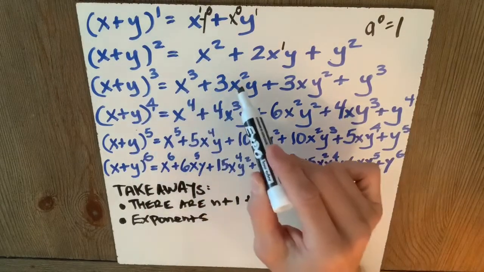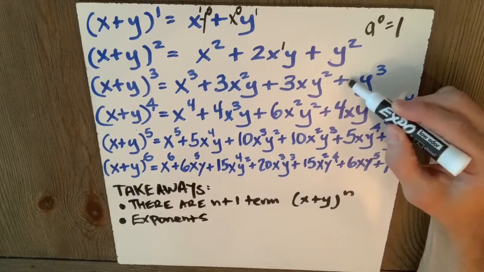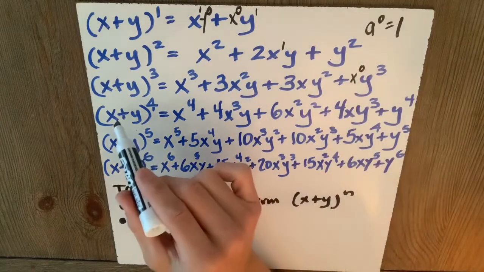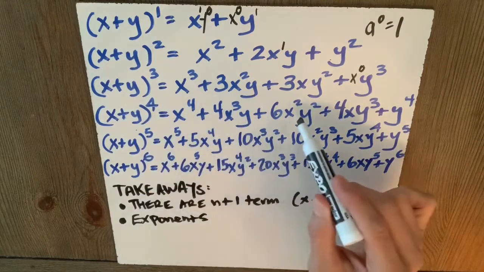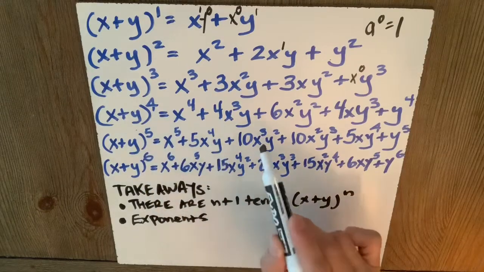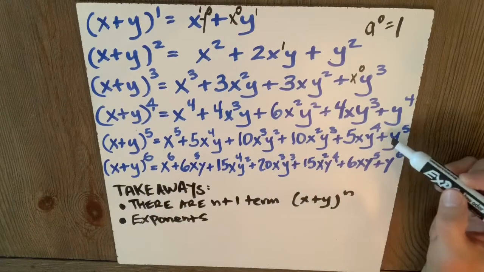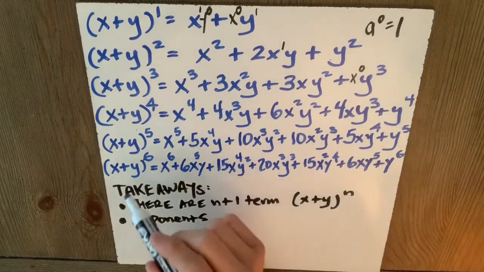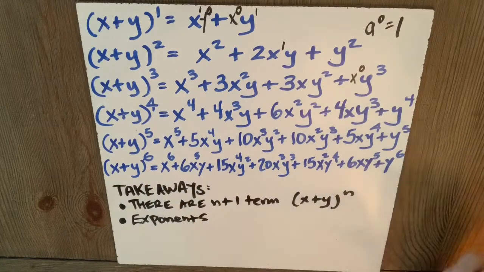Here, x cubed, x squared, x to the 1, we could write x to the 0 here. Here, to the fourth power, x to the 4, x cubed, x squared, x to the 1, x to the 0. To the fifth power, 5, 4, 3, 2, 1, 0, x to the 0, I could write that in. To the sixth power, 6, 5, 4, 3, 2, 1.